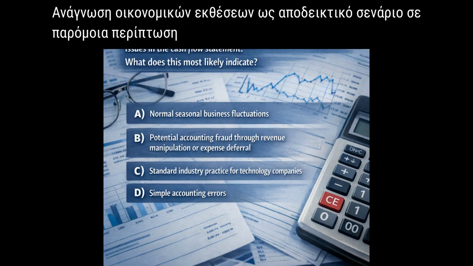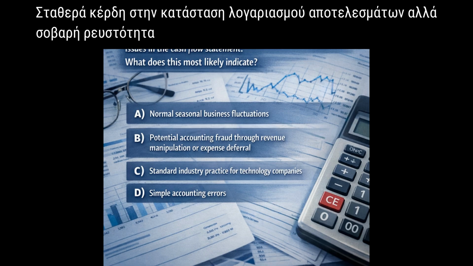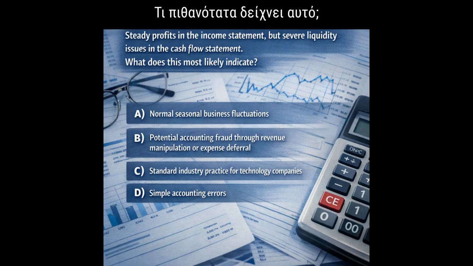Question 2. Reading financial reports as evidence. Scenario. In a case similar to Enron, Attorney Rodriguez discovers significant discrepancies: steady profits in the income statement, but severe liquidity problems in the cash flow statement. What does this most likely indicate?